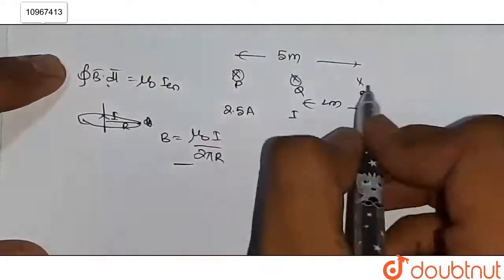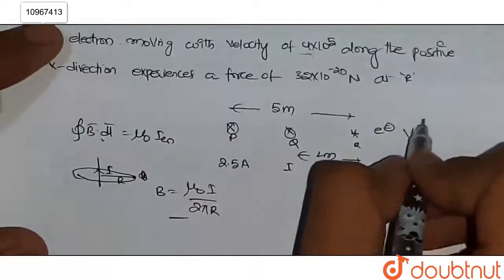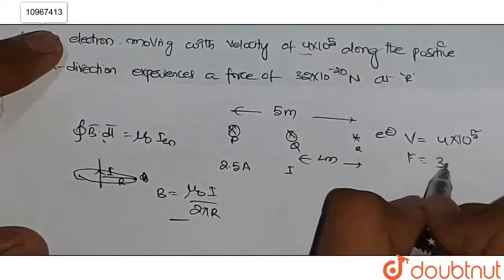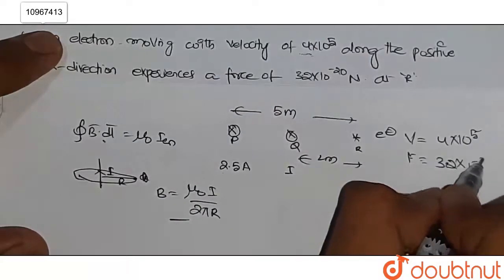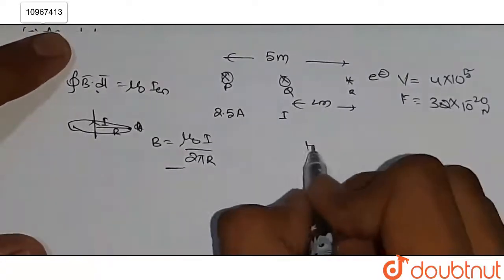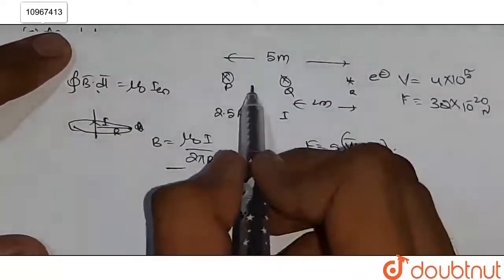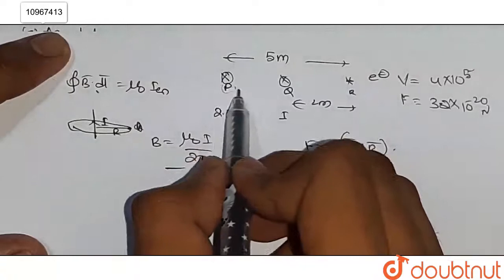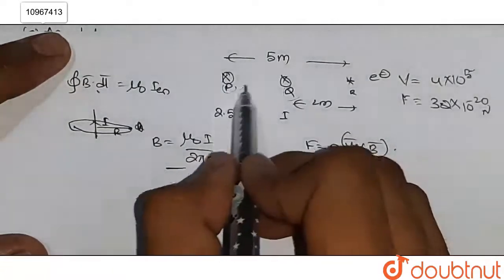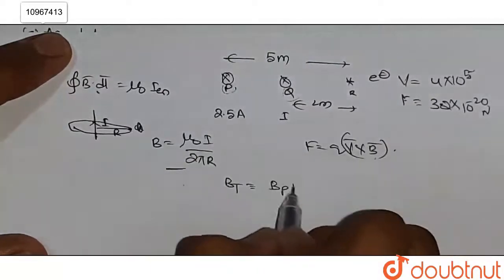So at this point R there is an electron. Its velocity is equal to 4 into 10 power 5. It experiences a force of 3.2 into 10 power minus 20 newtons. So now F is equal to how much? Q into V bar cross B bar. This B bar came from this current carrying conductor and this current carrying conductor. ओके, यहाँ पे B टोटल BP प्लस BQ होता है, राइट. सो BT इज इक्वल टू BP प्लस BQ.